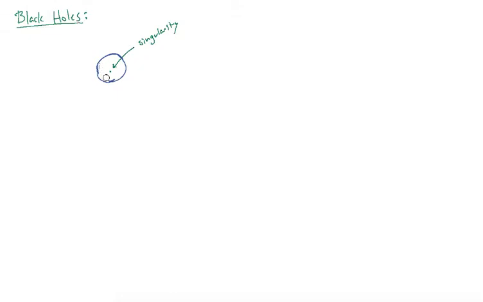This is the point at which nothing can escape, not even light. So this is the event horizon. Once you go inside there, you're basically doomed to end up in the singularity. There's no escaping. Not even light has enough energy or speed to get out of this event horizon.